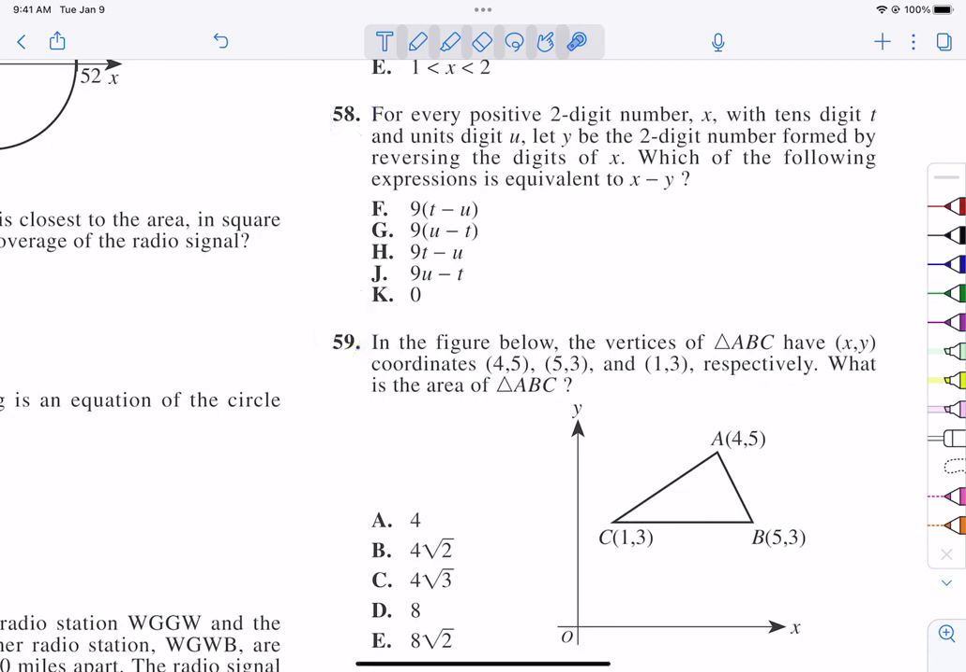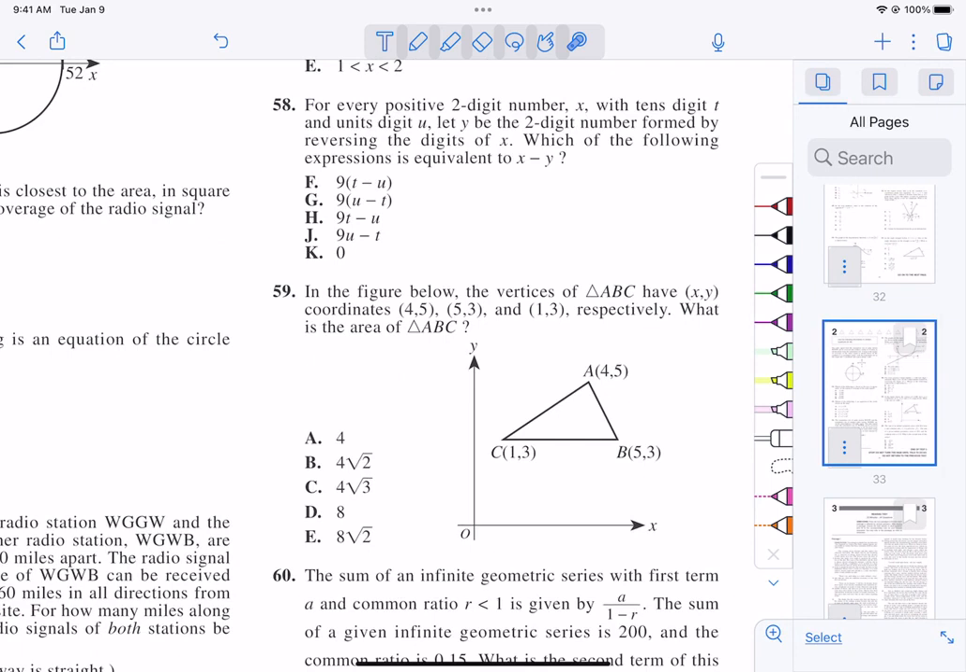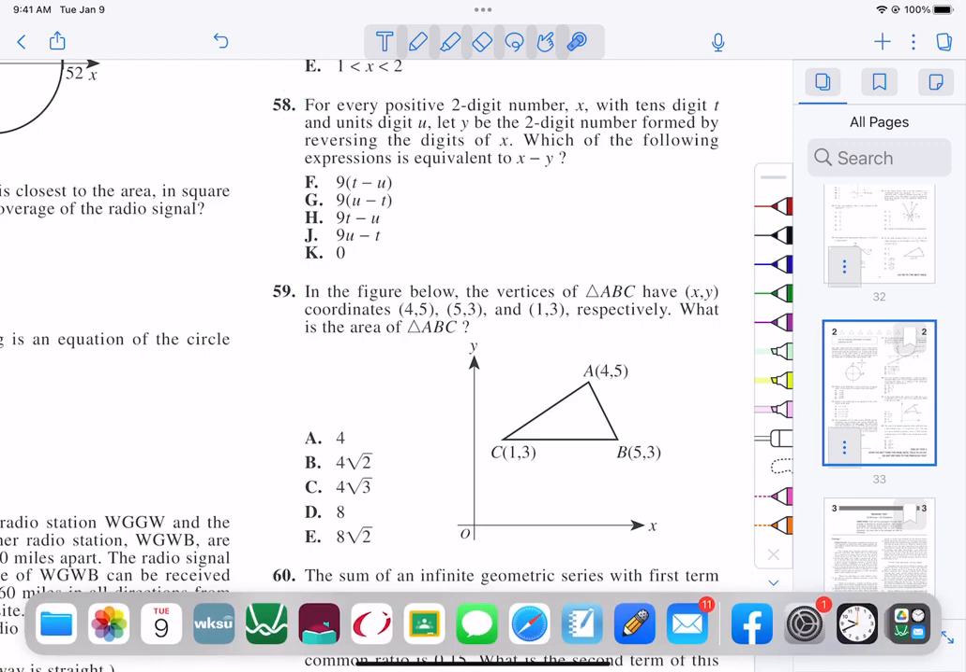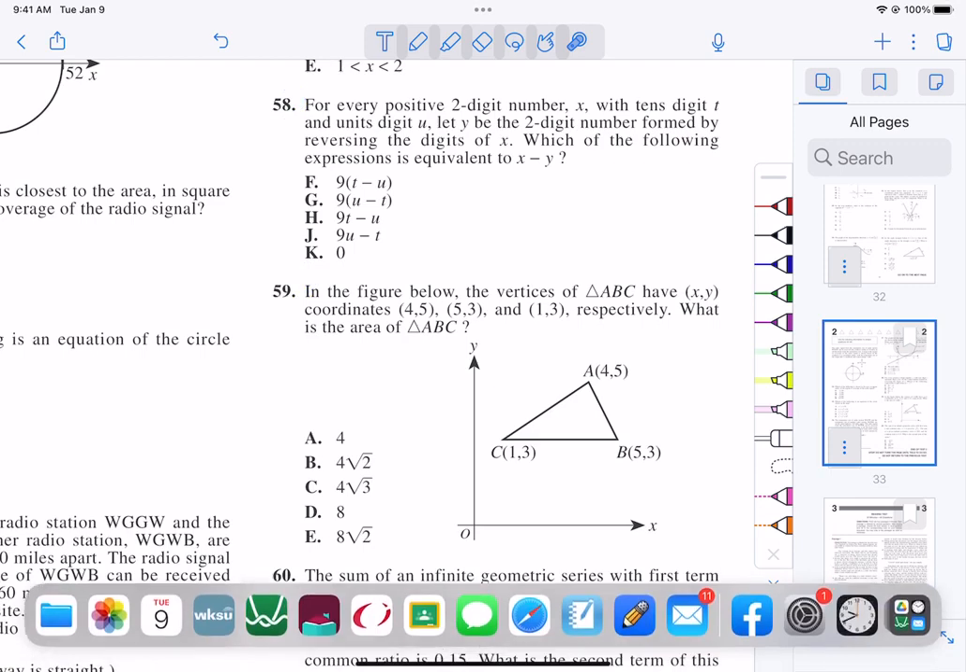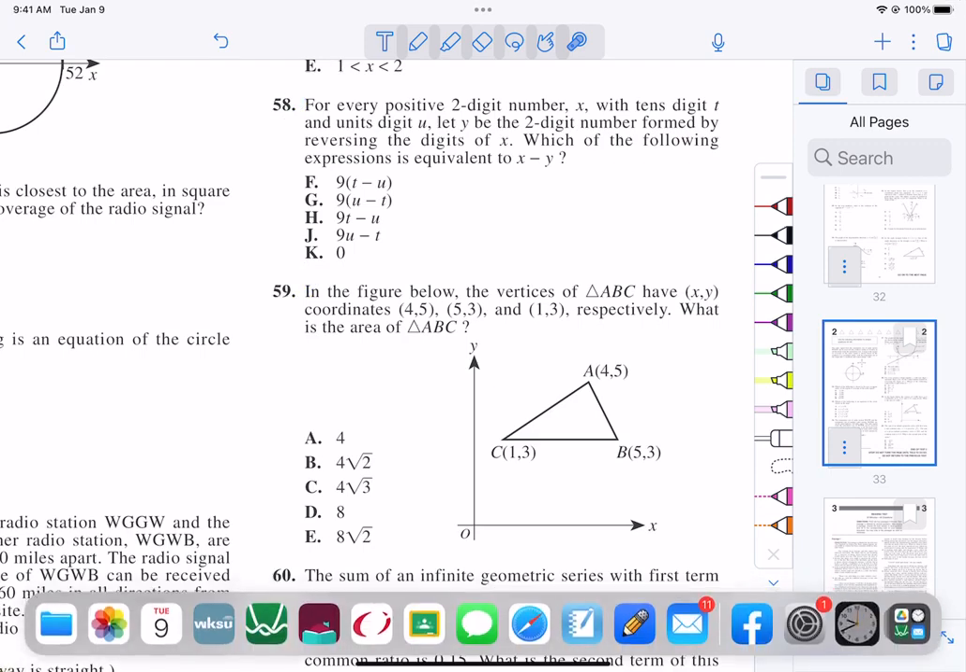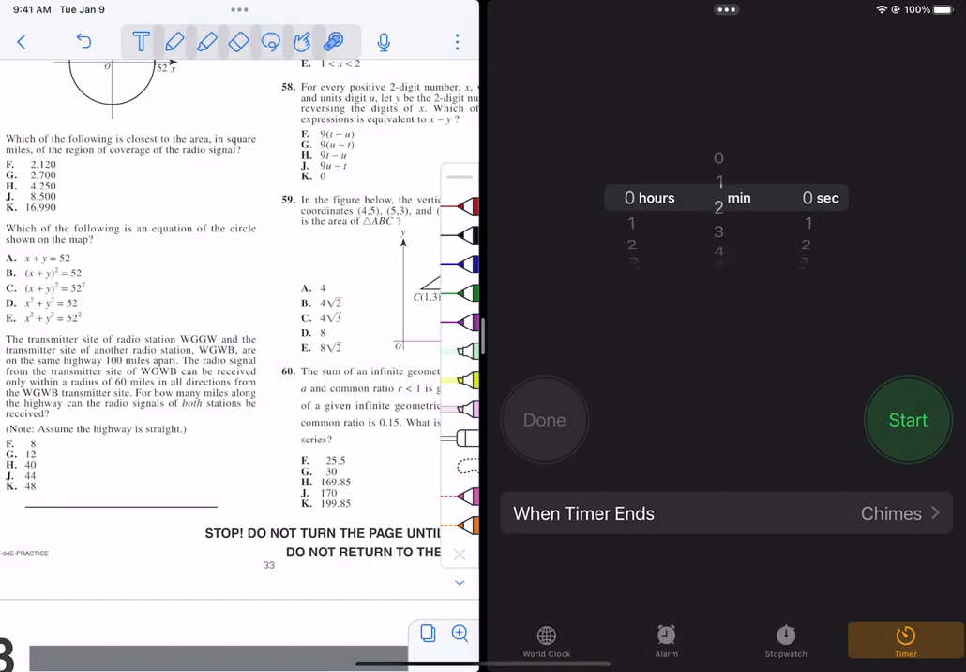And let's do 2 minutes. Again, 2 minutes, 58 and 59. So scroll down to page 33 until you find 58 and 59. Let's go ahead and get started. You have 2 minutes at this time. Go ahead and start.